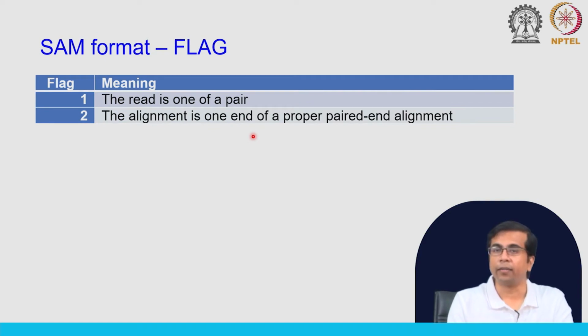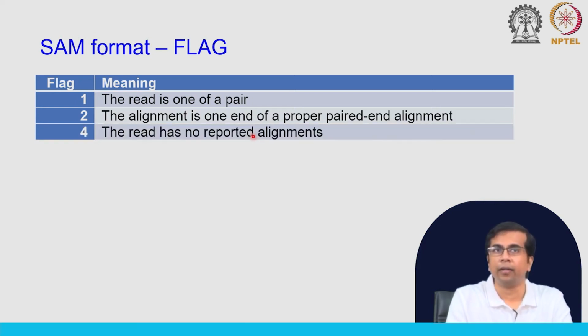Then you have flag value 2, which means the alignment is one end of a proper paired end alignment, again applying to paired end data. So, this will not be applied in case you are dealing with single end data. Then you have flag 4, not 3, flag 4, and it is applied when the read has no reported alignments. This is something that applies to single end as well as paired end data.